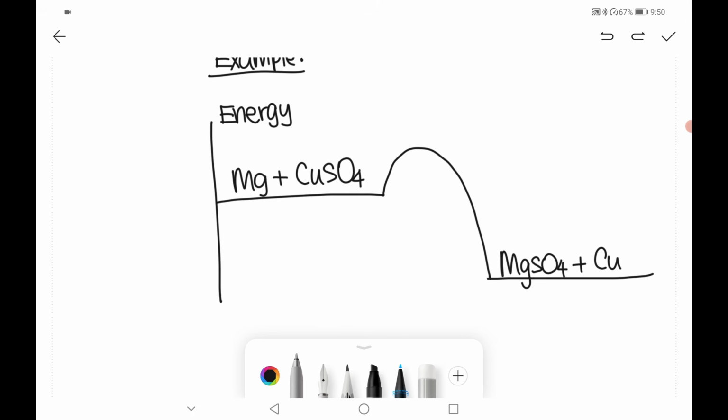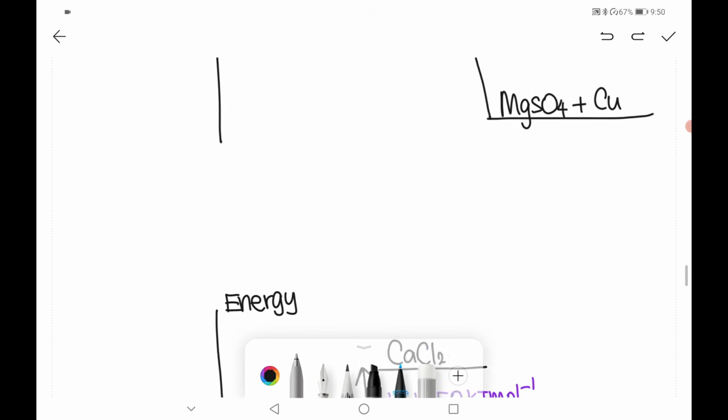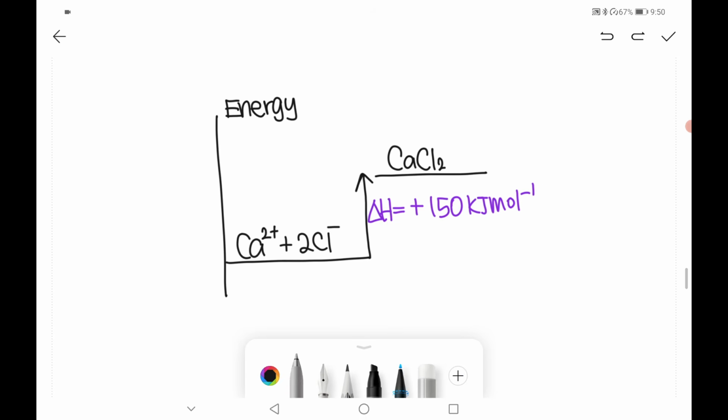All right, so we try one more example. Same thing. This is another energy level diagram. You can try on your own first if you want. Then I'll show you how to do the modification.